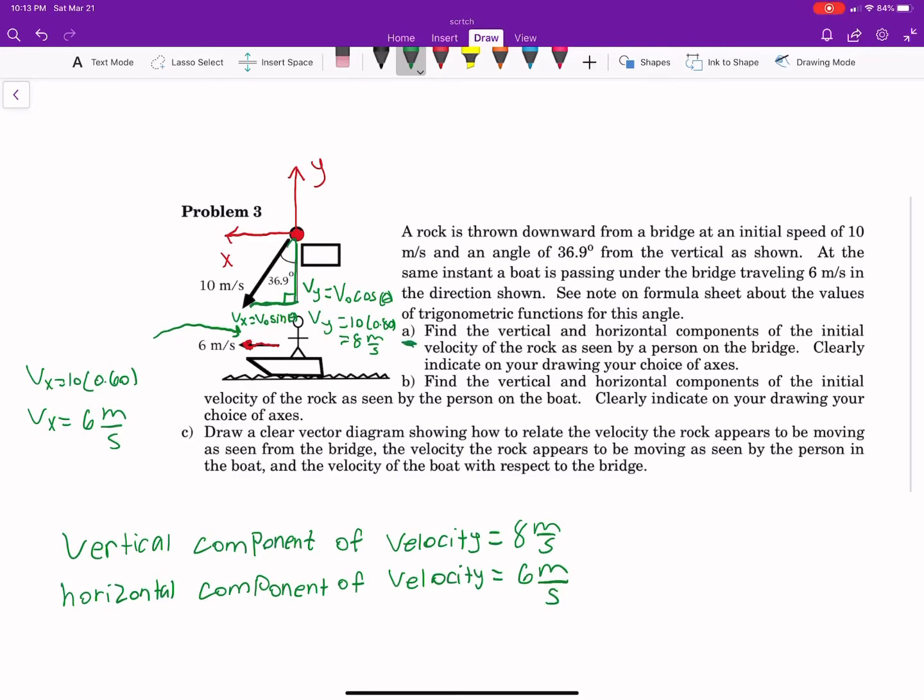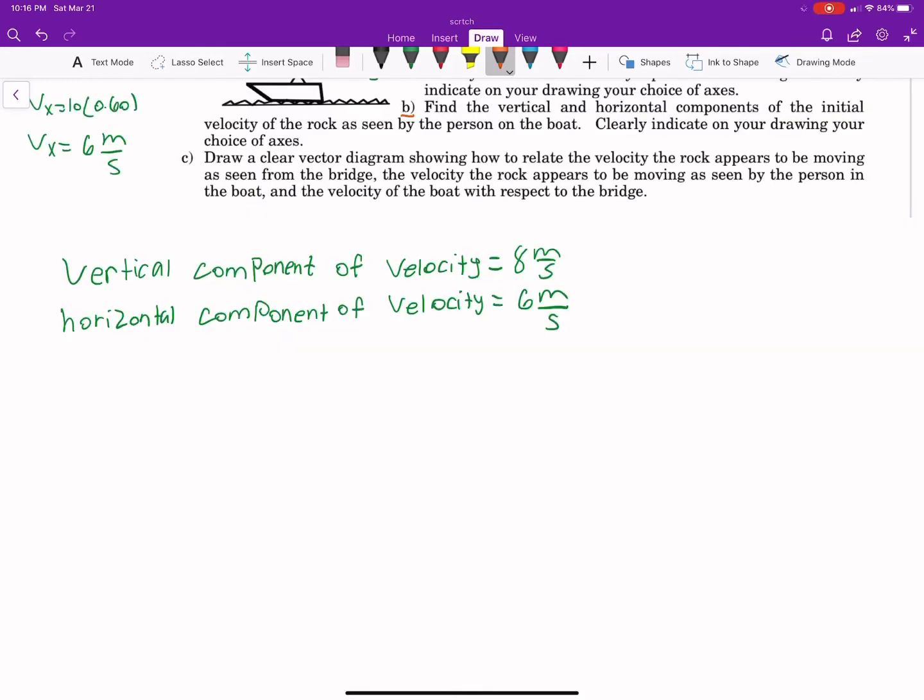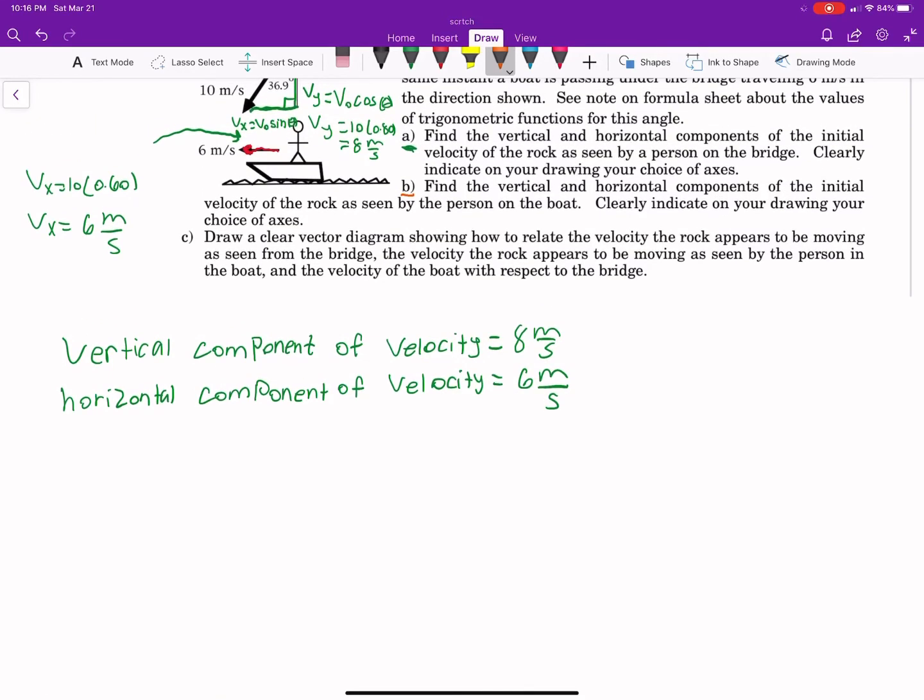Part B says find the vertical and horizontal components of the initial velocity of the rock as seen by the person in the boat. So the person in the boat, he's already moving in the x direction. It's the only place he's moving. So vertically, orange is for the guy in the boat. The vertical component doesn't change. And I should say this is minus 8 meters per second because we let up be positive. So the vertical component of velocity is still equal to minus 8 meters per second.